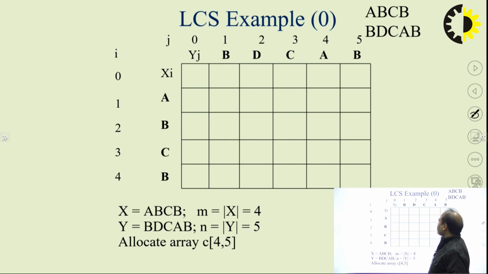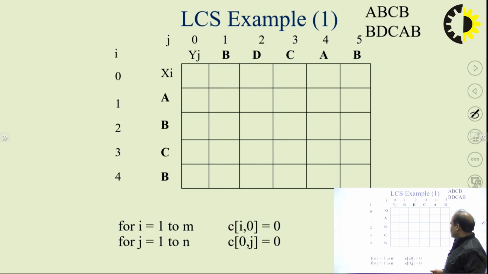This is based on the tabular representation. The y is BDCAB, its length is 5, so we design a table of length 6. Same thing for x, which is ABCB; we can place either x or y over here, there is no problem, anyone can be placed anywhere. x is ABCB, its length is 4, and y's length is 5. That's why there are 6 columns and 5 rows.